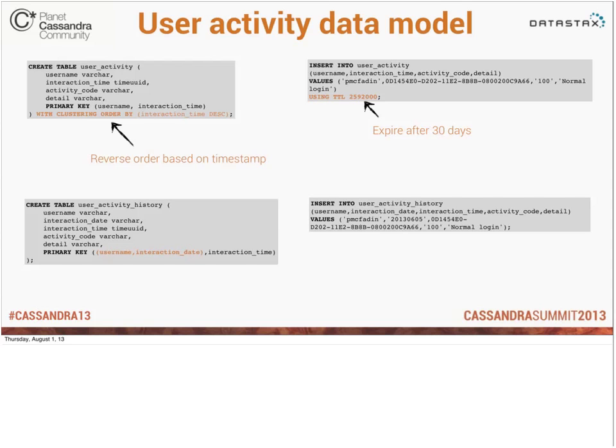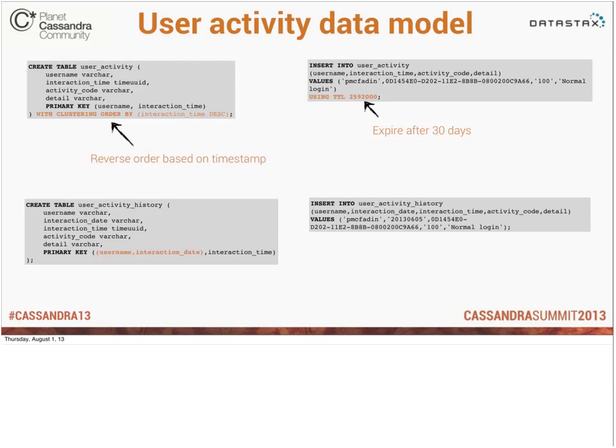But if you'll notice, I put a reverse order based on the timestamp. So this clustering order by means I'm going to reverse this row based on the interaction time. When you reverse a row like that, what you're saying is the last thing that happened is the first thing on that row. Very efficient, because when I go to ask for that data, it will be right there. We don't have to do a big seek on the disk. And I'm going to show you what I mean in a minute here.